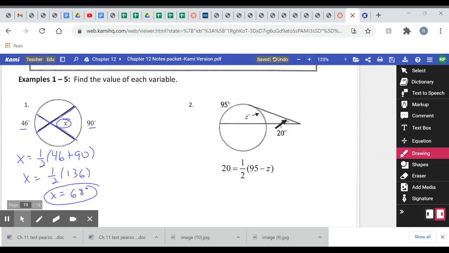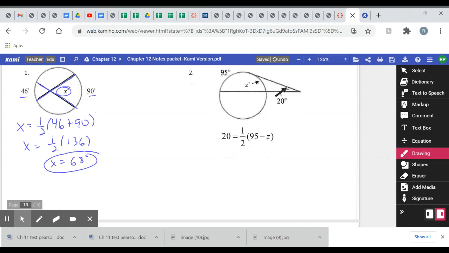On number 2, we can see in this case that the angle we're dealing with is outside the circle. So that's how we know we're subtracting. They actually already set this one up for us.